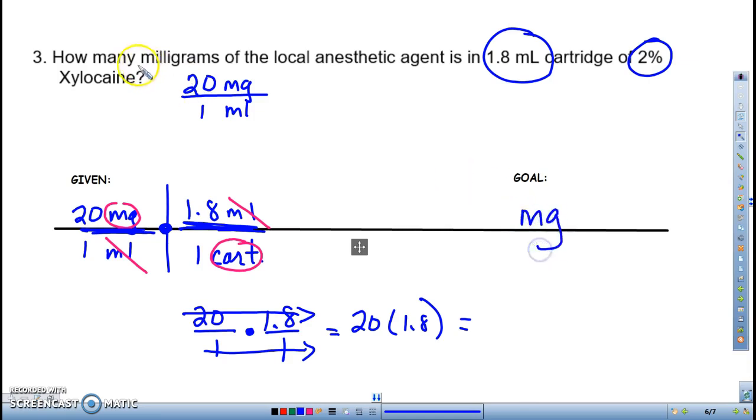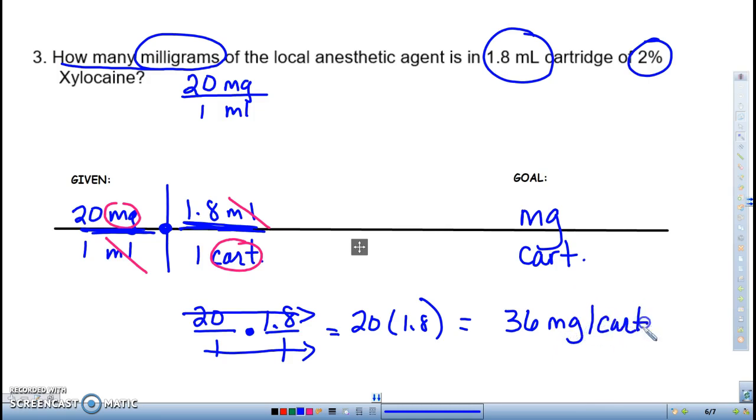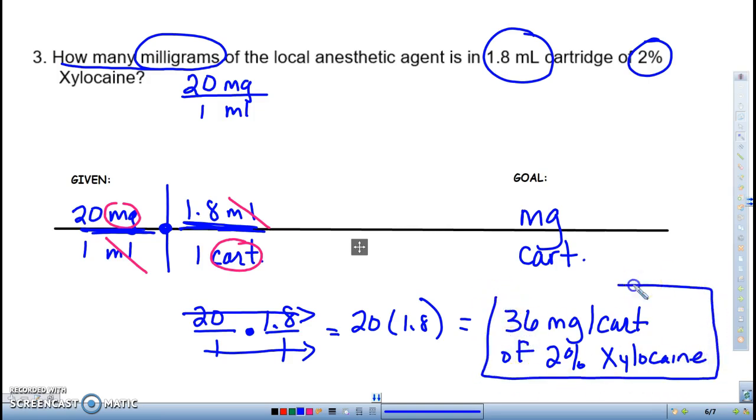I forgot to put my goal units in here. How many milligrams? That was my goal. Well, I obtained my goal. Milligrams per cartridge is what we're going to be calculating. So let me look at my calculations. I did all the number crunching last night. That gives me 36 milligrams per cartridge of 2% xylocaine. Okay. Is that what you got? Good. If that's not what you got, we can talk.